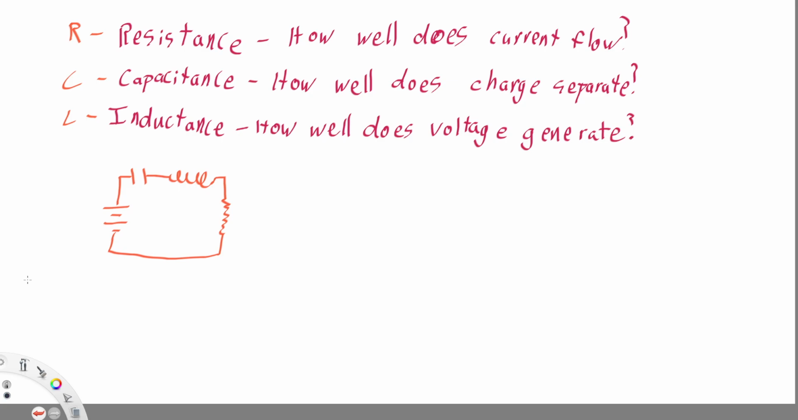There is a lot of symmetry between voltage and current. Our basic relationship between voltage and current is mediated by resistance. That's Ohm's law. Clearly, we would like to extend that because we know about more than just resistance at this point.